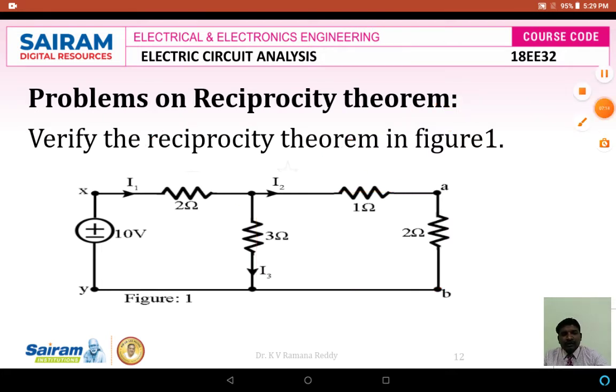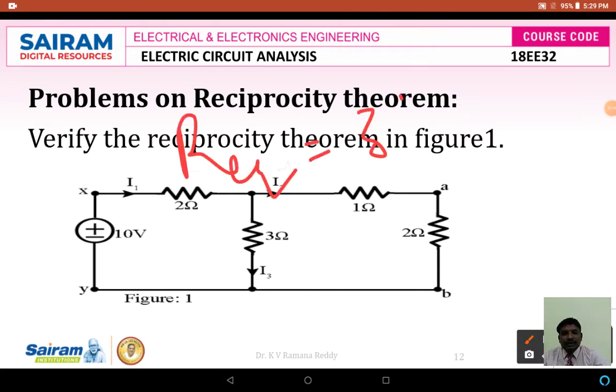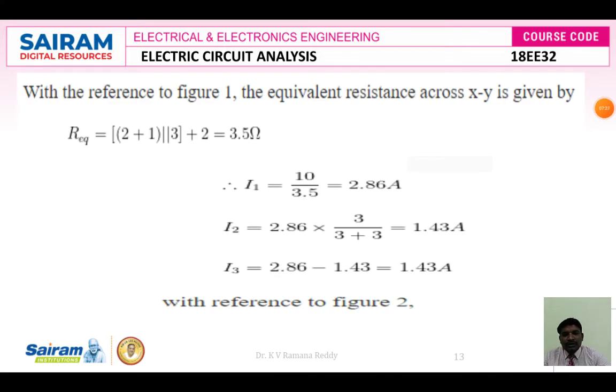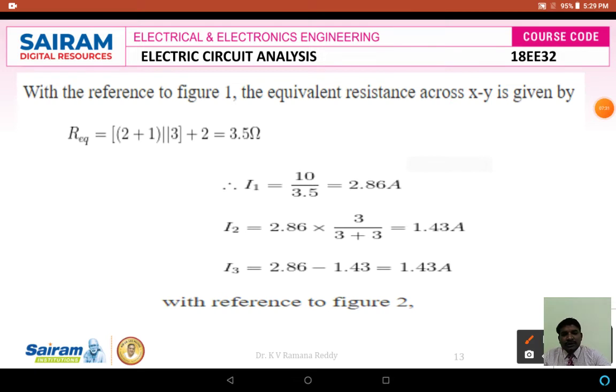The R equivalent value here becomes 3 in parallel with 3, plus 2 ohms. Let us find out that R equivalent value. So R equivalent is equal to 2 plus 1, that is 3, in parallel with 3, and plus 2.